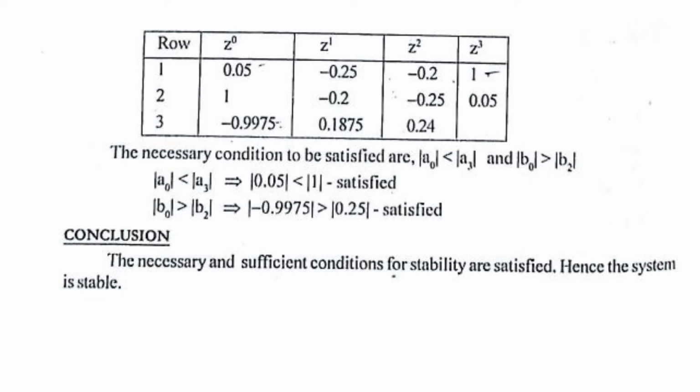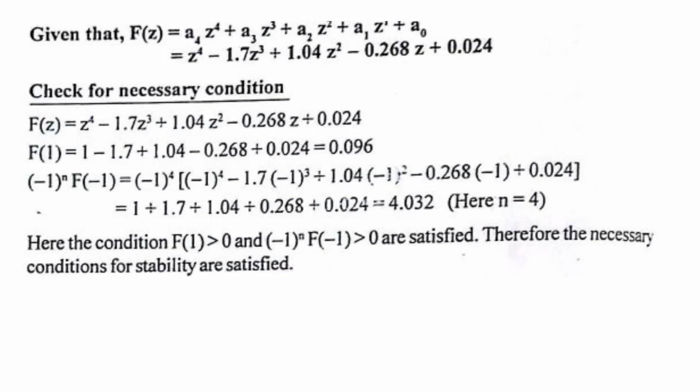Similarly, B0 is greater than B2. B0 is nothing but minus 0.9975 and B2 is 0.24. You should take only the magnitude, don't take the negative value, since minus is not considered. So 0.9 is greater than 0.25, which is also satisfied. Hence both the conditions are satisfied. The system is stable. So we'll move on to the next problem.